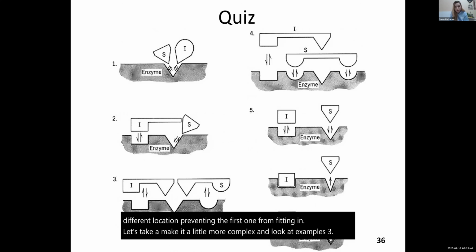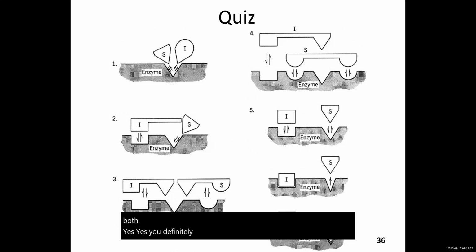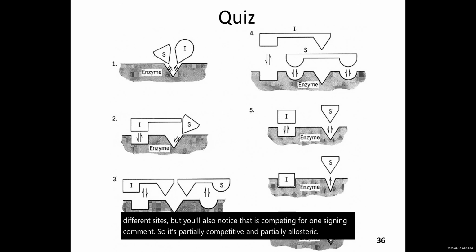Is that also allosteric? Competitive. I like how we're getting both answers because technically the answer is both. Because yes, you definitely have allosteric. That's absolutely correct. It's different sites, but you'll also notice that it's competing for one site in common. So it's partially competitive and partially allosteric. Now let's look at 4.